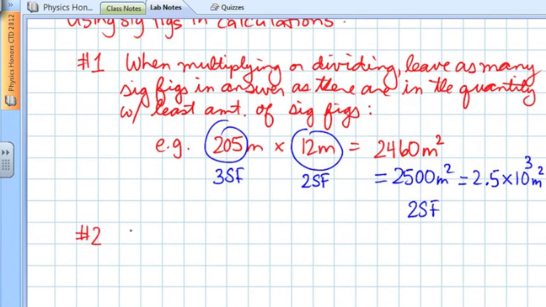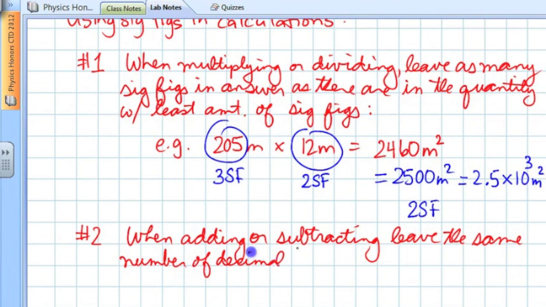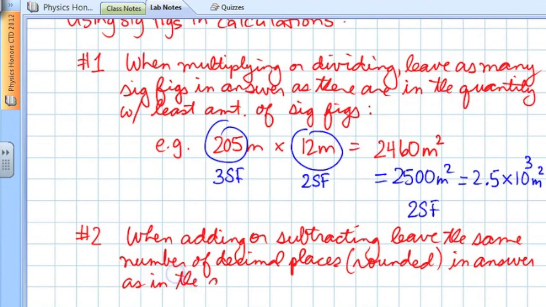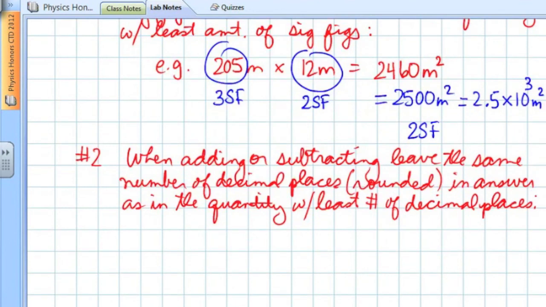Rule number 2 is when you're adding or subtracting. When you're adding or subtracting, you're going to leave the same number of decimal places, rounded of course, in your answer as you have in the quantity with the least number of decimal places.